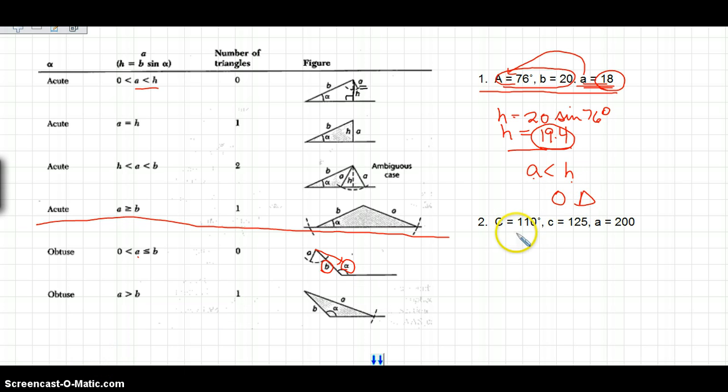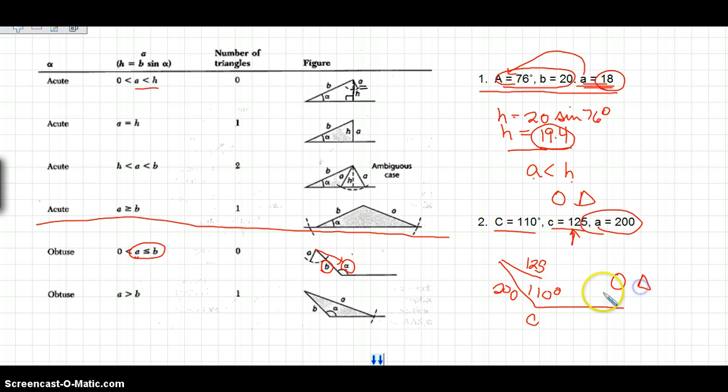In example 2, I've got an obtuse triangle, I've got a 110 degree angle, so I'm going to draw a quick picture to represent that. So there's 110 degrees right here, that's angle C. Segment C is going to be opposite. Segment A is going to be my adjacent side here, that's 200. If the side that's opposite the angle is not longer than the other side, and that's the case here, which is 125, it's not longer than 200, there's no triangles that can be formed. So 0 triangles can be formed on number 2 as well.